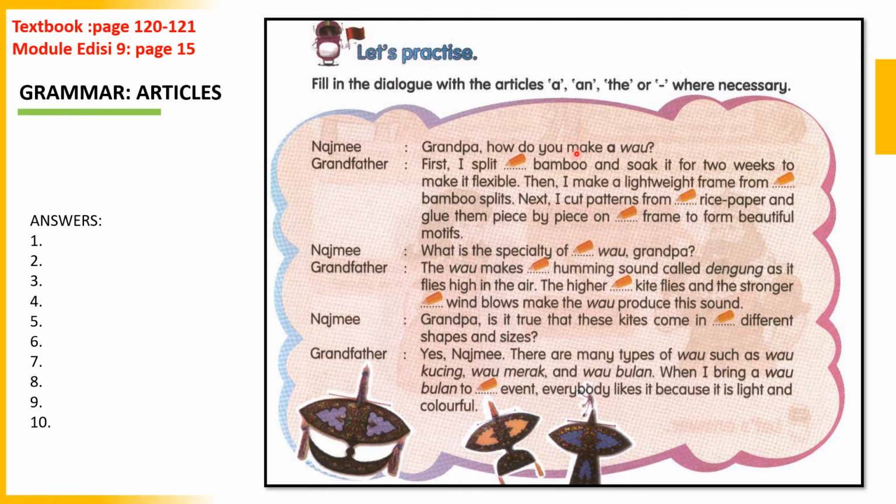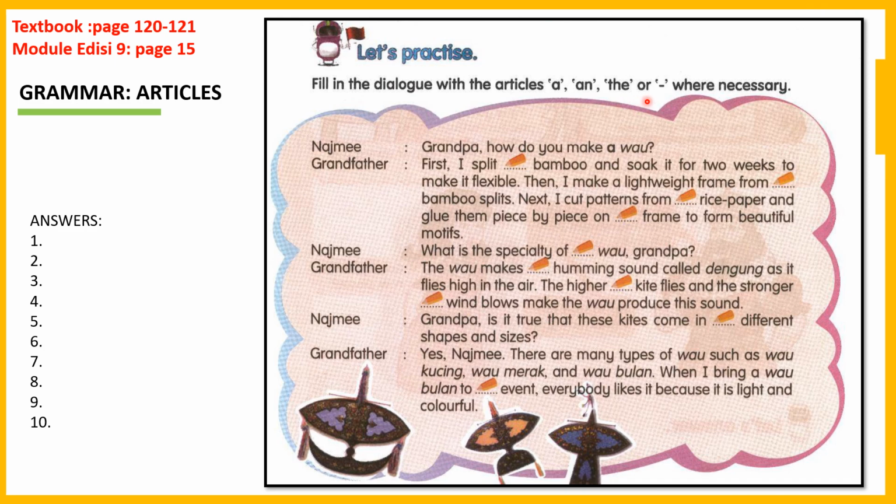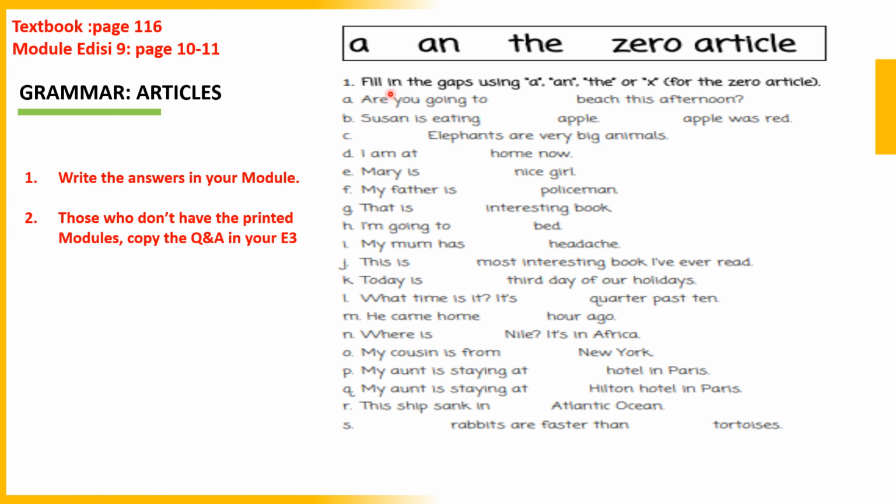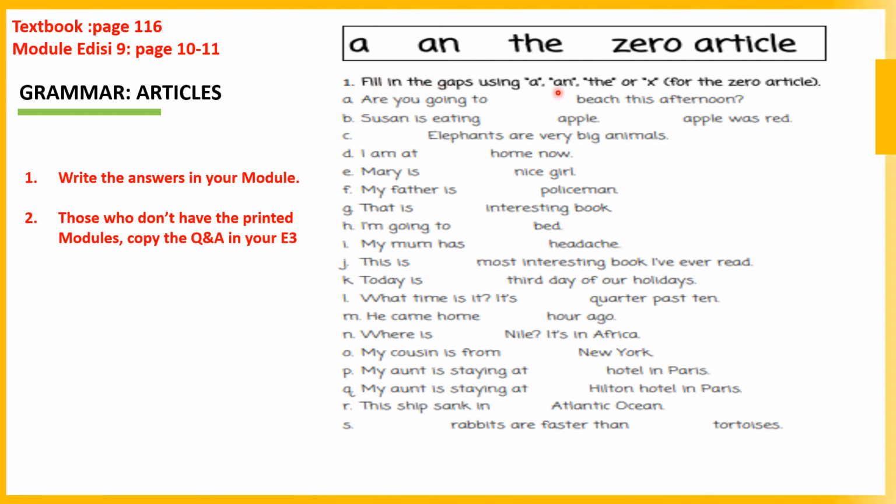Okay, for the next exercise, you have to fill in the dialogue with the articles a, an, the, or zero article where necessary. So you have to read the sentence carefully and choose wisely whether the answer is a, an, the, or zero article. After that, please proceed with the next exercise. Fill in the gaps using a, an, the, or x. X is for the zero article. So read the question carefully and choose the answer wisely. Good luck, everyone.